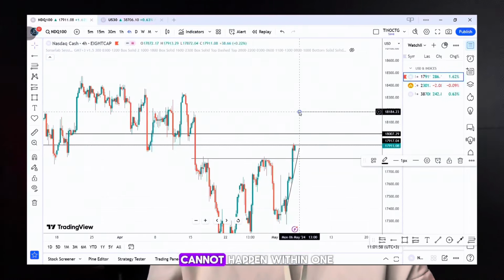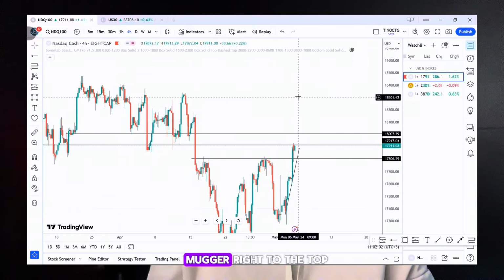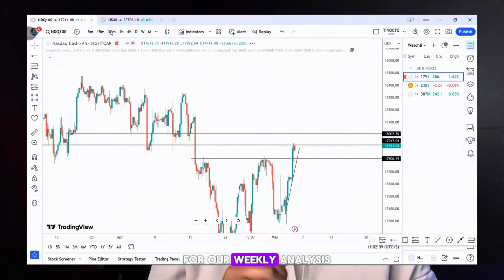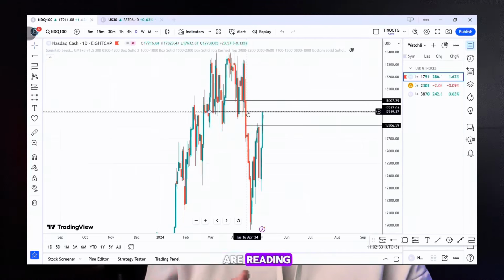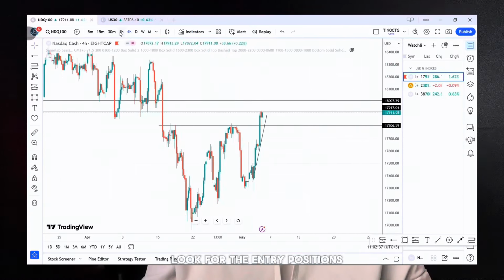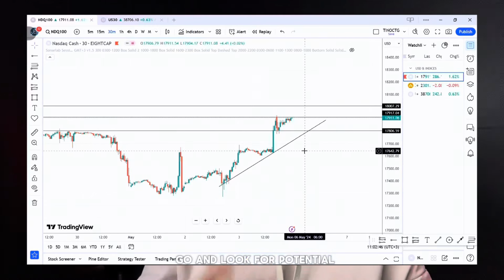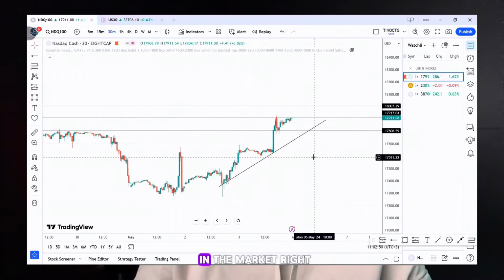But all of these things cannot happen within 1 week, unless the CPI would have just pushed the market right to the top. So that's it for our weekly analysis. That's our usual way of analyzing the charts. We understand what we are reading. There's a breakout, we want the market to retest. If it fails to retest, then we want to look for the entry positions for our buying positions. But if it does reject at that particular zone, we want to wait for it to reject into the next level, and then go and look for potential buying positions at the specific bank zones that we'll be having in the market.